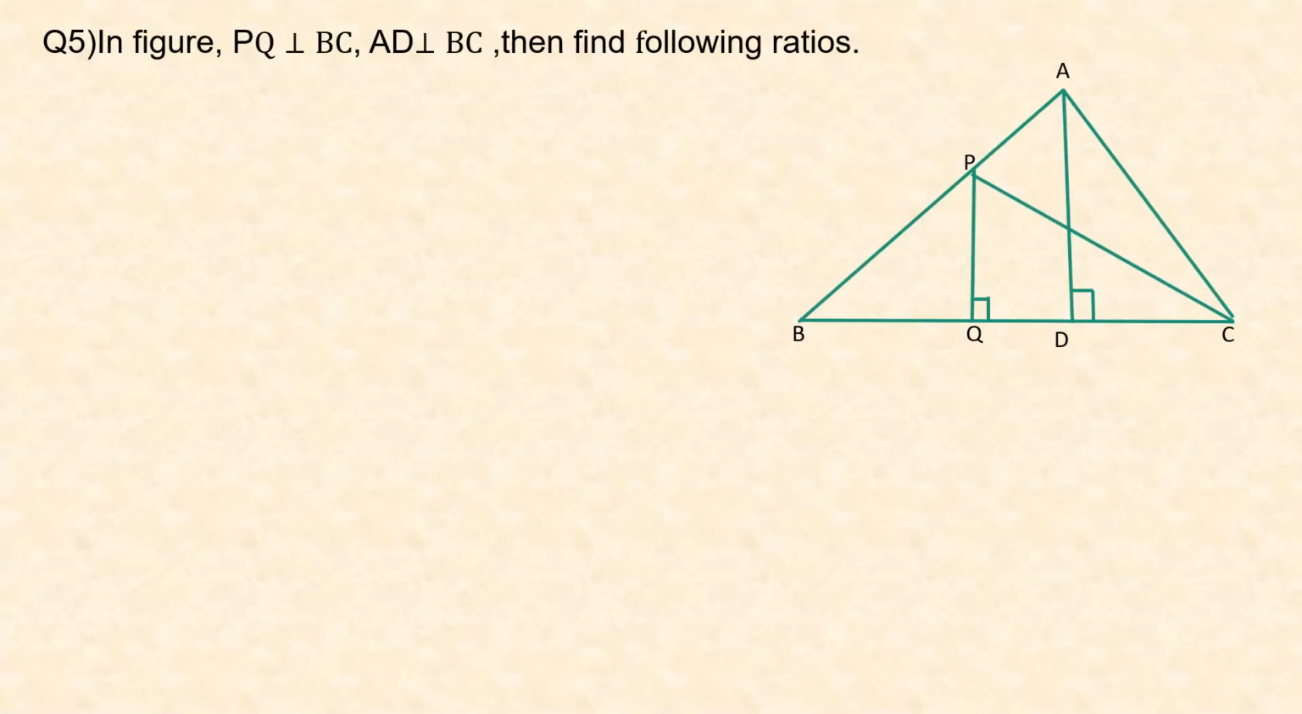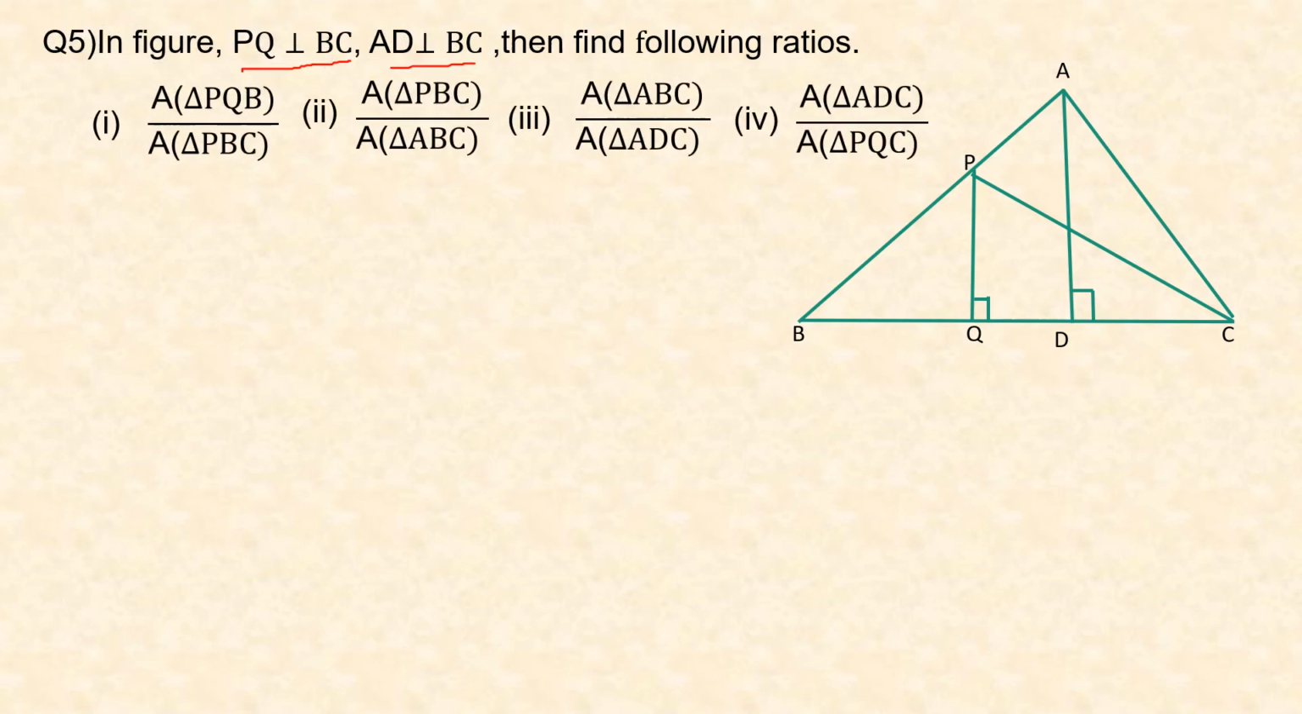5. In figure, PQ perpendicular to BC and AD perpendicular to BC. Then find the following ratios. These are the 4 ratios. First, in triangle PQB and PBC, find out the area of triangle PQB is to area of triangle PBC. Here in both the triangles, PQ is common height.